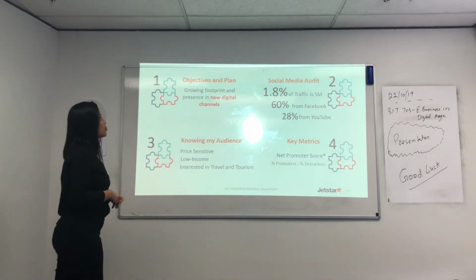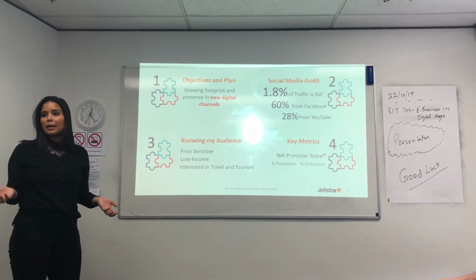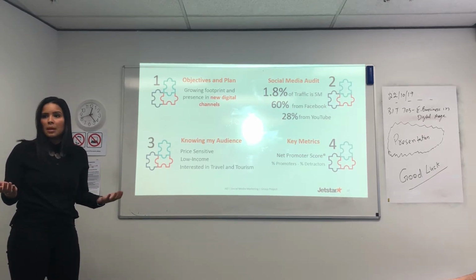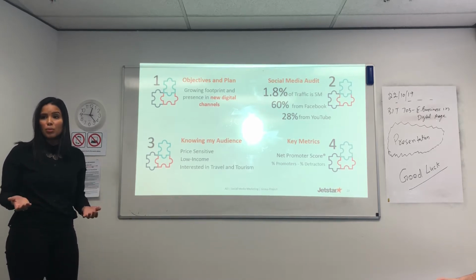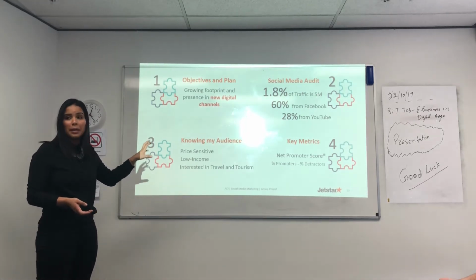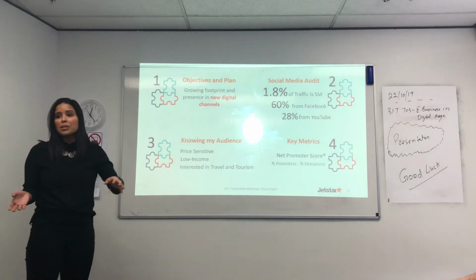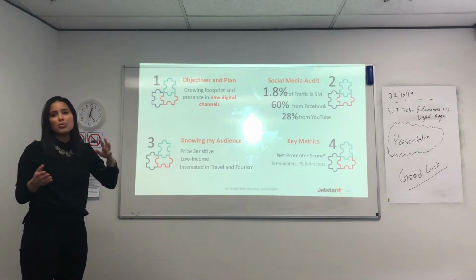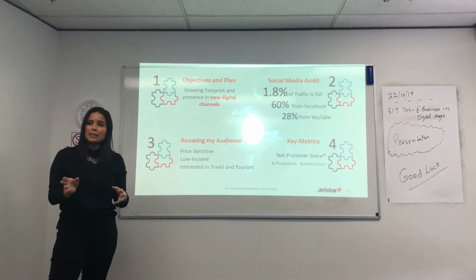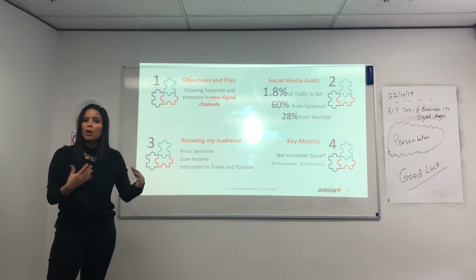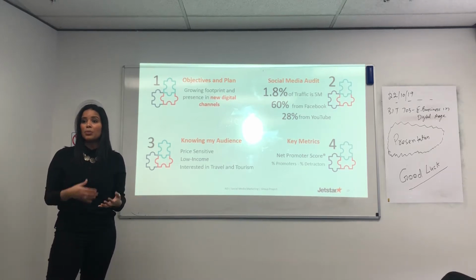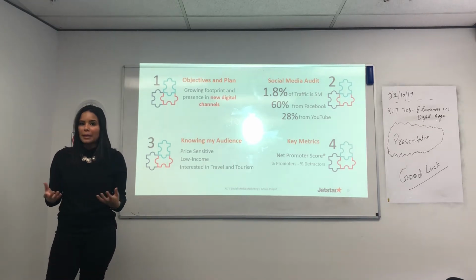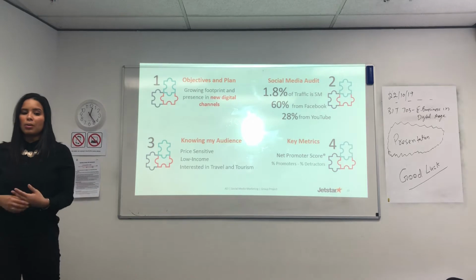So basically, the first step is objectives and plan, as we have seen during the class. I will not give you the concept of what the planning process is, pretty much everybody here knows that. It's more about focusing on Jetstar's planning. The objective and planning for Jetstar nowadays is growing their footprint and presence in new digital channels. In all the analyses of Jetstar's social media channels in our presentation, they pretty much need a good plan for how to achieve new digital channels.